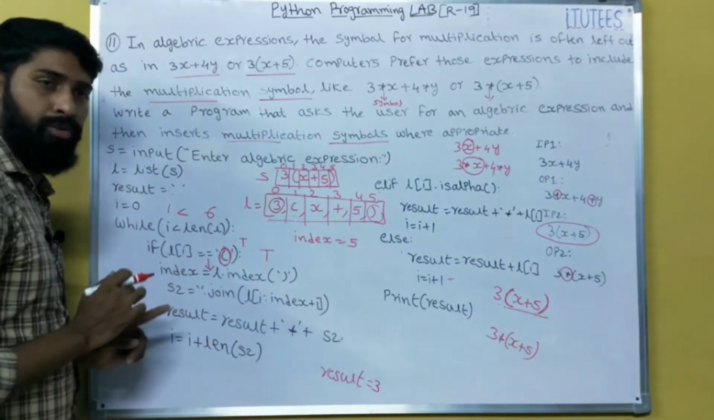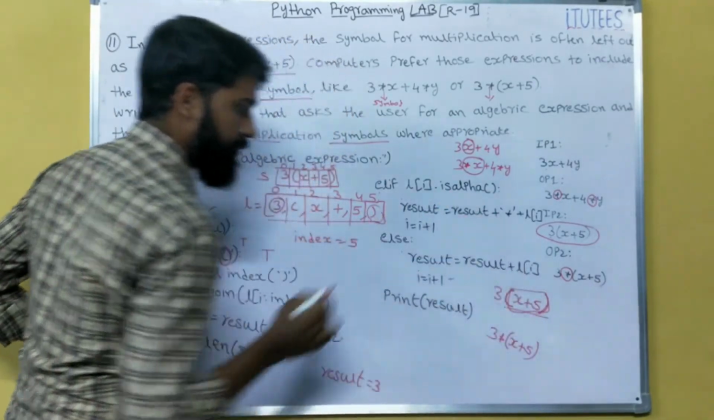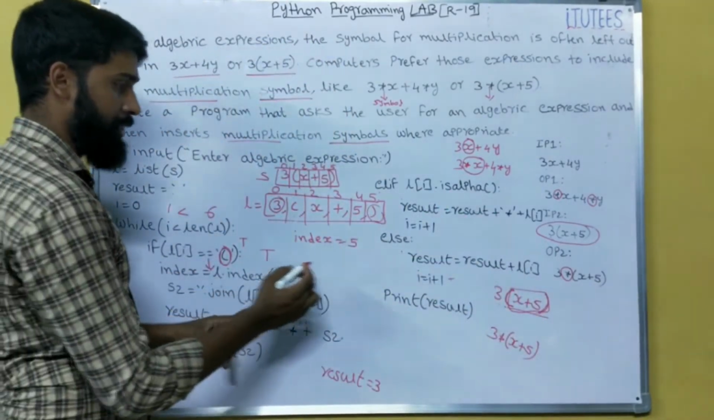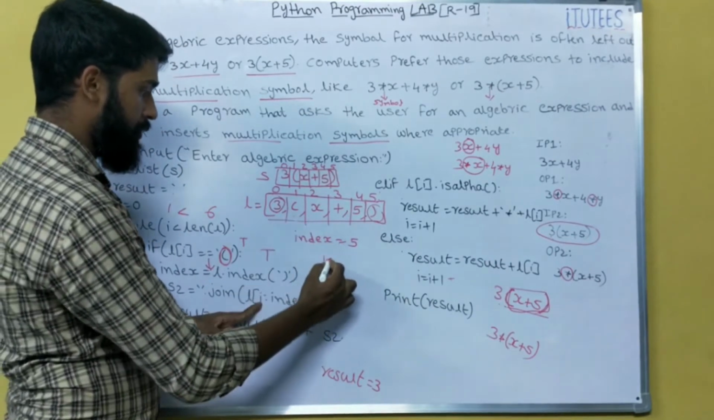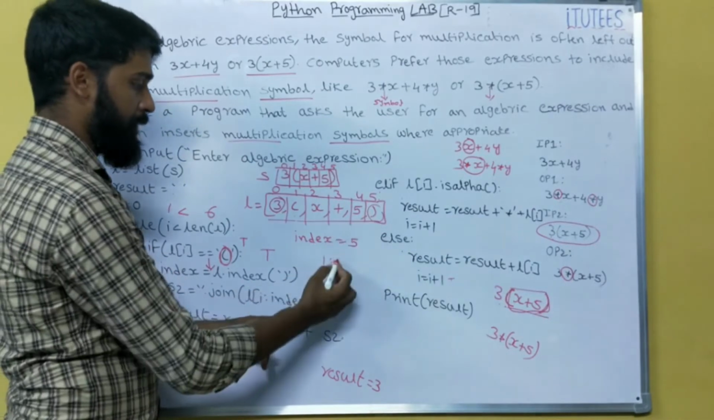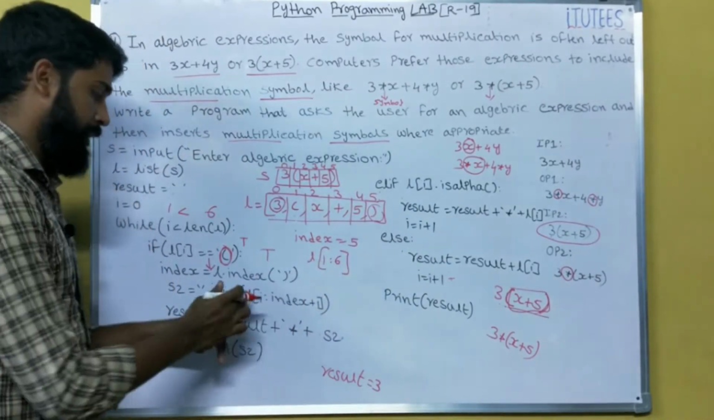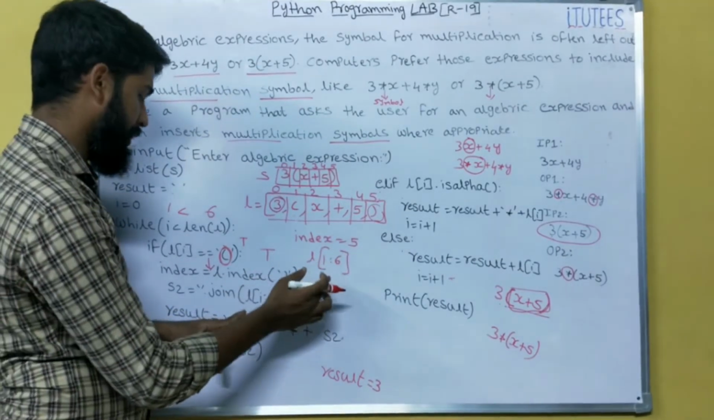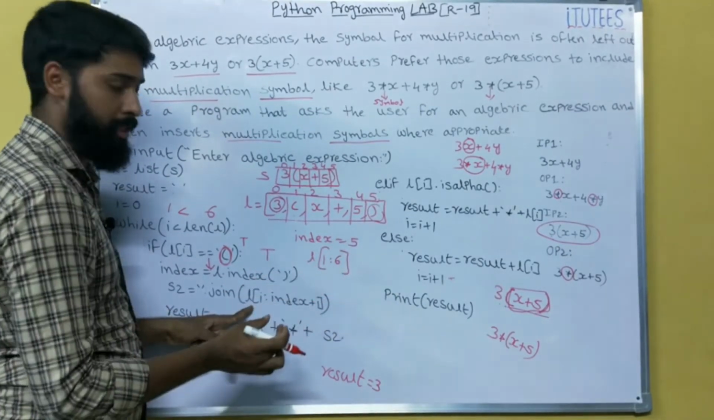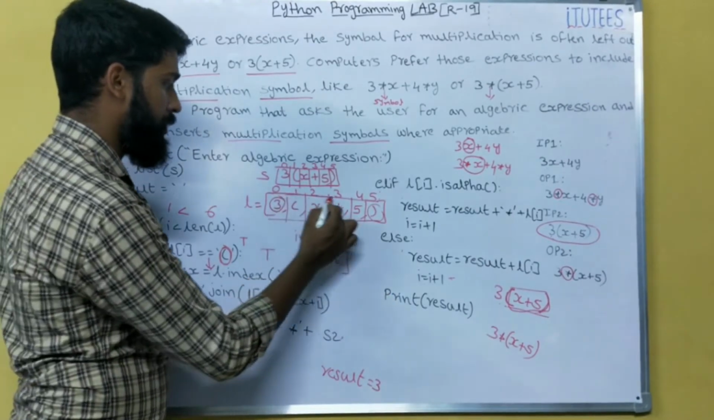Next, S2. So this is the string to store this. How can I store? I can start from L of I value. That means I equals to 1 to index plus 1, that means 6. This is the L. So L of 1 to 6. So 1 to 6 means 1 to 5. We already discussed the slicing. So 1 to 6 means 6 minus 1, 5. That means from here to here.